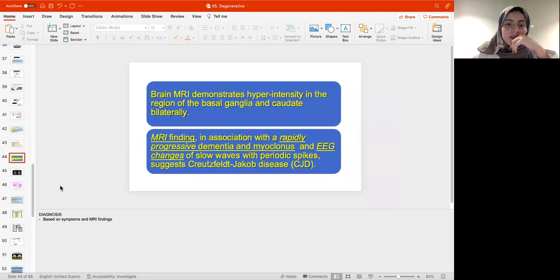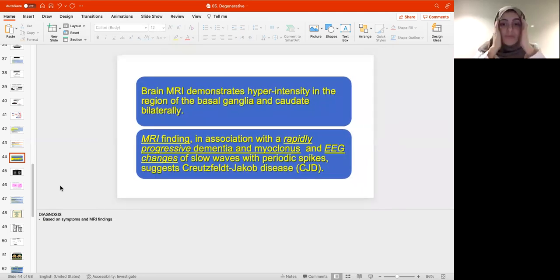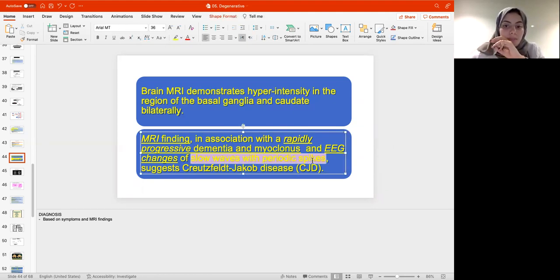Okay, so if you look at the MRI of this patient, what will you see? You'll see hyperintensity in the regions of the basal ganglia and caudate bilaterally. So those are the areas that are usually affected in the cerebrum. The MRI findings are associated with rapidly progressive dementia, because once they get it, it progresses rapidly. So that's a key word, rapidly progressive. Myoclonus, EEG changes that show slow waves with periodic spikes. And these three things suggest Creutzfeldt-Jakob disease.